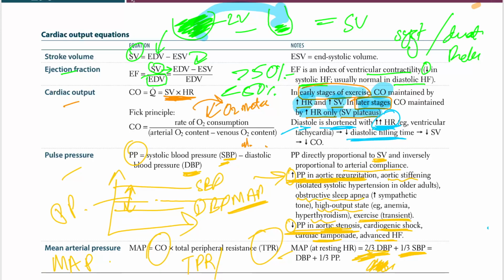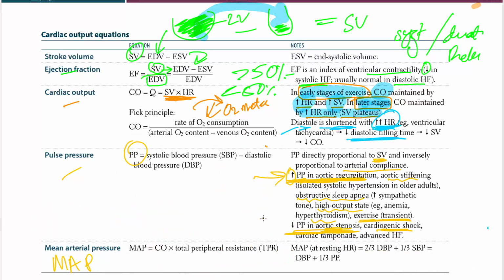So let's actually talk about it here since we are talking about it. What is your systolic blood pressure, SBP? Systolic blood pressure is determined by your stroke volume. So as you increase the stroke volume, meaning as you increase the amount of blood that goes out of the left ventricle, you increase the systolic blood pressure.